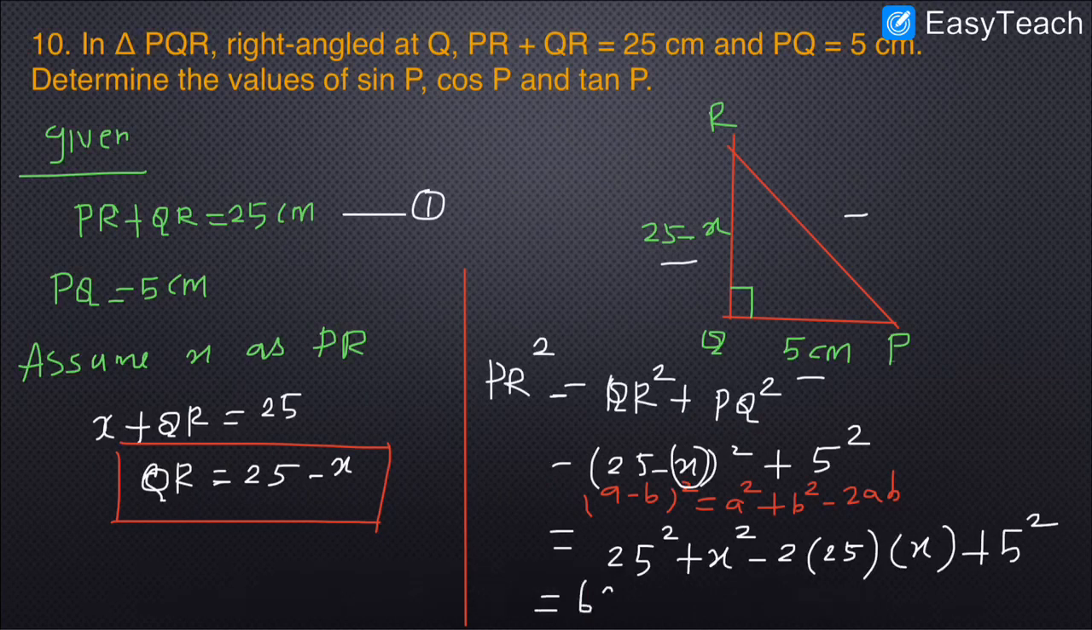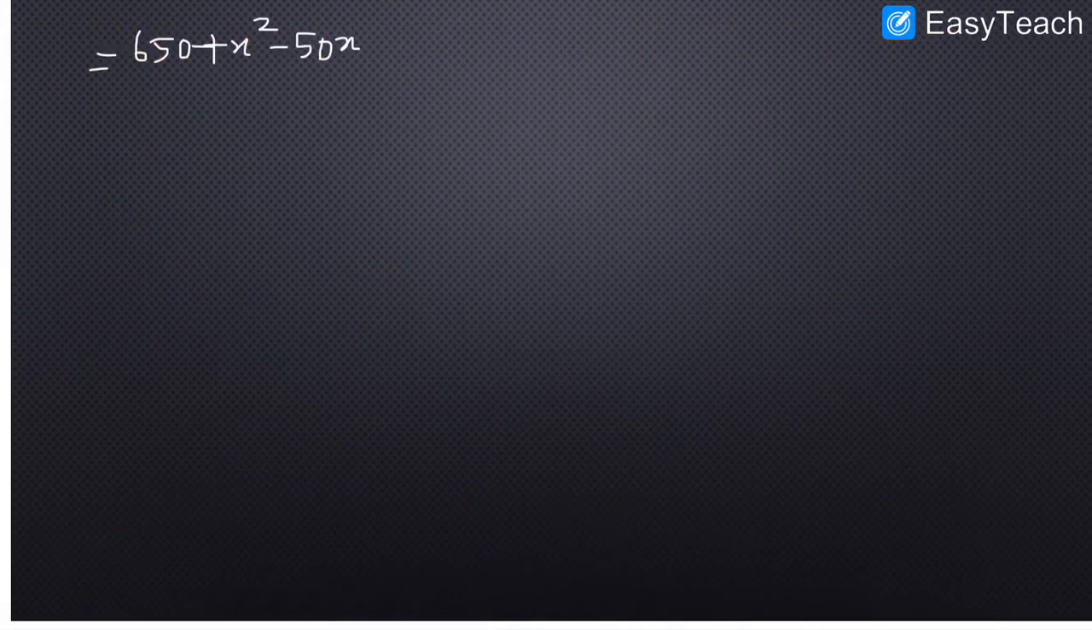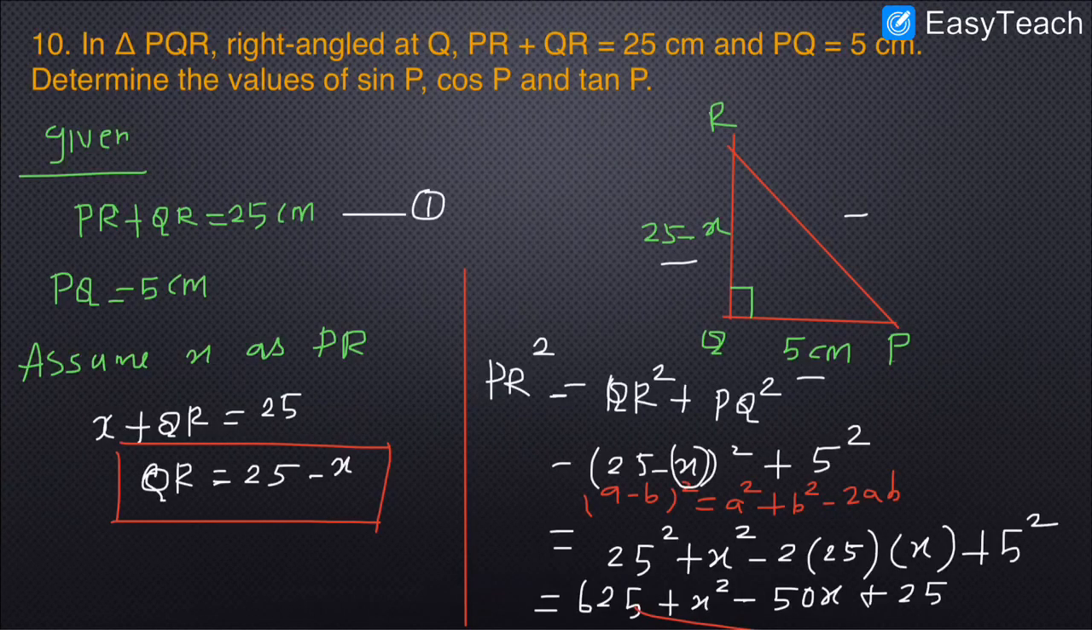Next, 5 square as it is, I write it as it is. So 25 square is 625 plus x square minus 50x plus 25. So we can add these two, 625 plus 25, which is 650. Let me write it to the other side. So here we have 650 plus x square minus 50x.